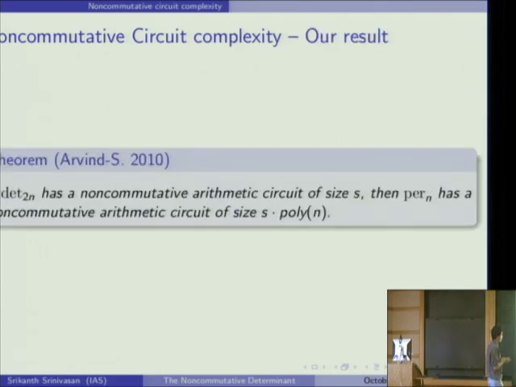The result we prove, that I'm going to talk about now, is this: it turns out that in the non-commutative setting, things are completely different from the commutative setting. If the determinant is actually efficiently computable in the non-commutative setting, then so is the permanent. So this is a complete break from the commutative setting.